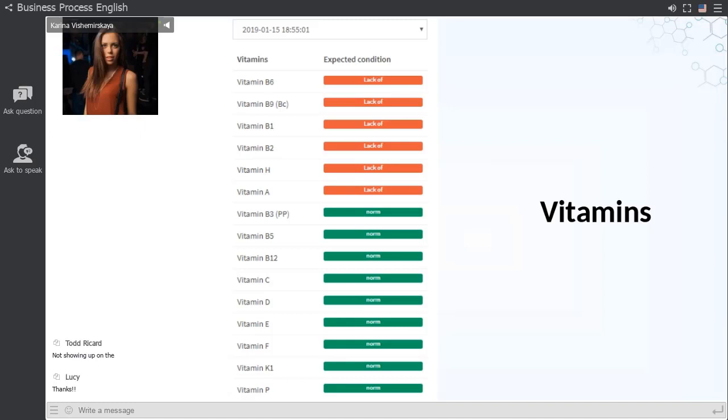It just says normal or lack of, but we need to be careful because if we have a lack of even just 5% out of 100, just 5% lack of the vitamin, the color will be red immediately. So we need to pay attention to this too.